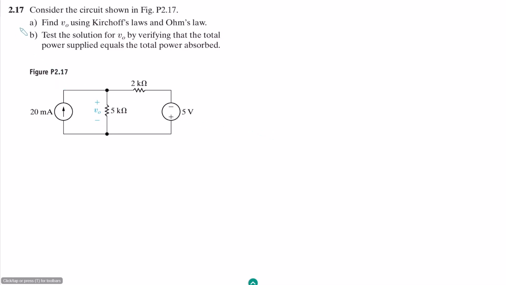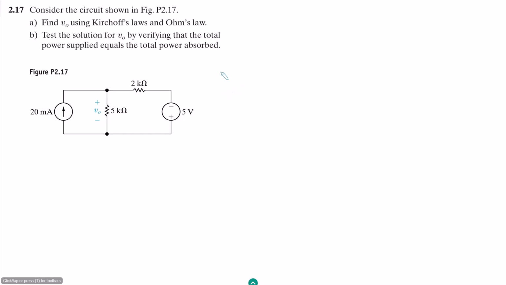So this is question 2.17 and the statement of this question is: consider the circuit shown in figure P2.17. This is a figure. In this figure, part A is find V naught using Kirchhoff's laws and Ohm's law. B. Test the solution for V naught by verifying that the total power supplied equals the total power absorbed. Okay, so this is the circuit and here we have to apply the Kirchhoff laws and Ohm's law.